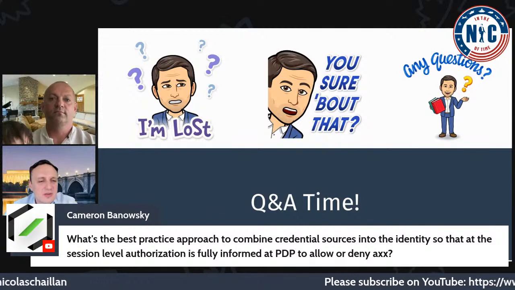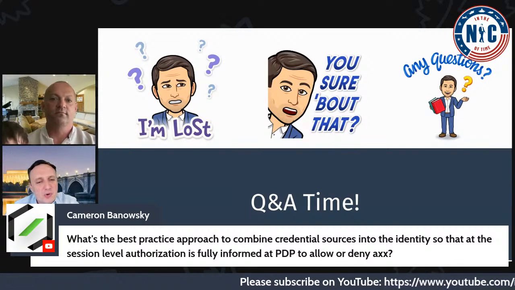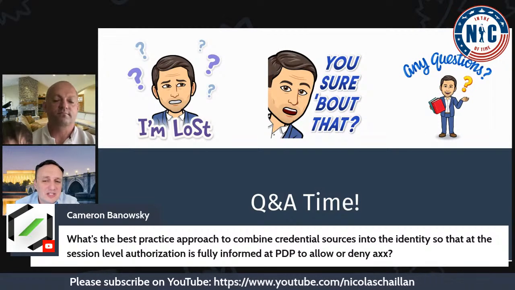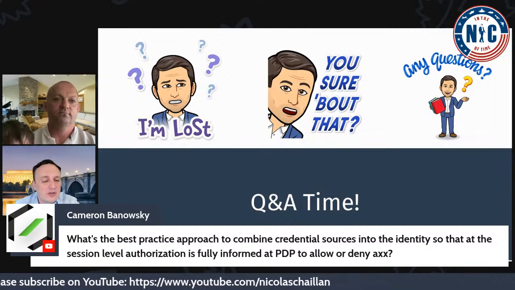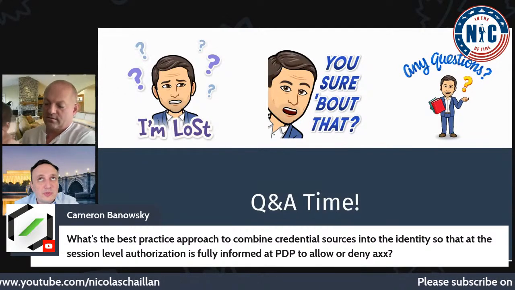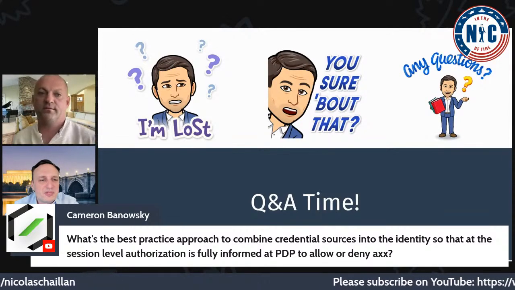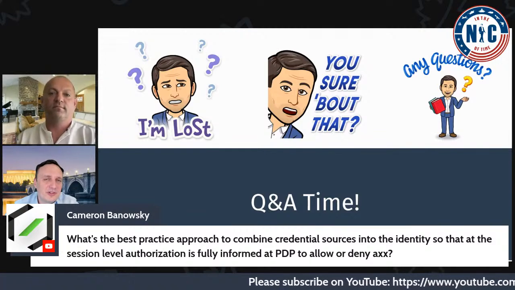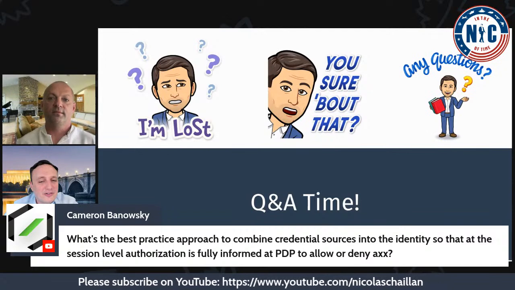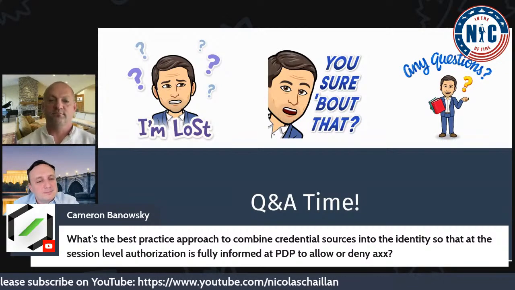So Cameron was asking, what's the best practice approach to combine credential sources into the identity so that the session level authorization is fully informed that the policy decision point, PDP, whatever, policy decision point, can allow or deny access.